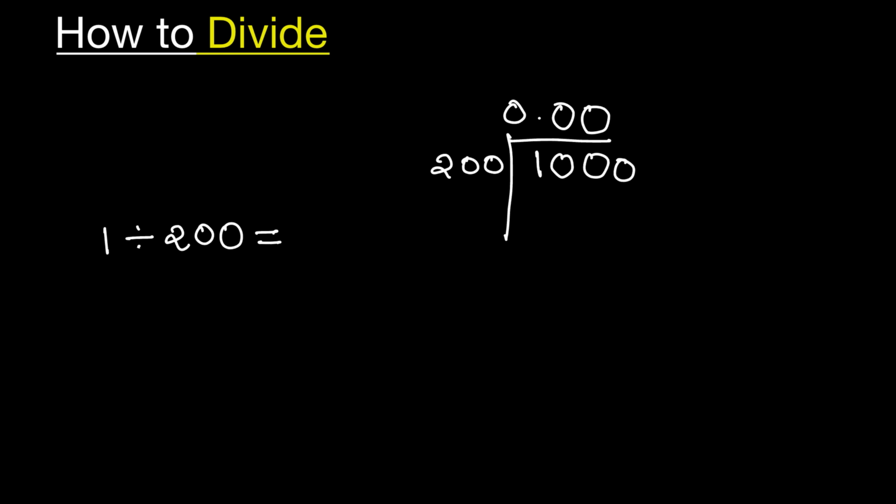And now we know that 200 times 5 is equal to 1000. If we subtract, we get a 0. As we have got the number 0, so we will stop. Therefore, 1 divided by 200 is equal to 0.005, and this is our final answer.